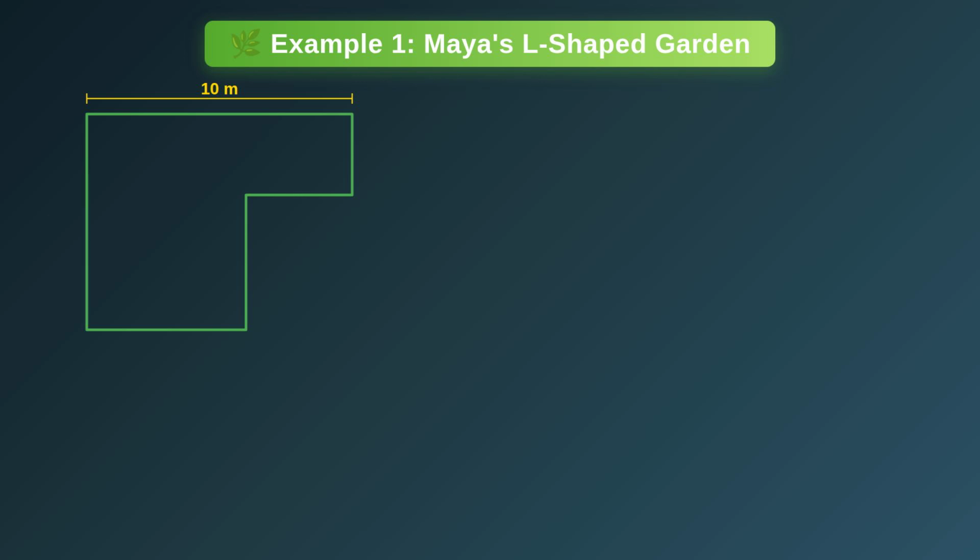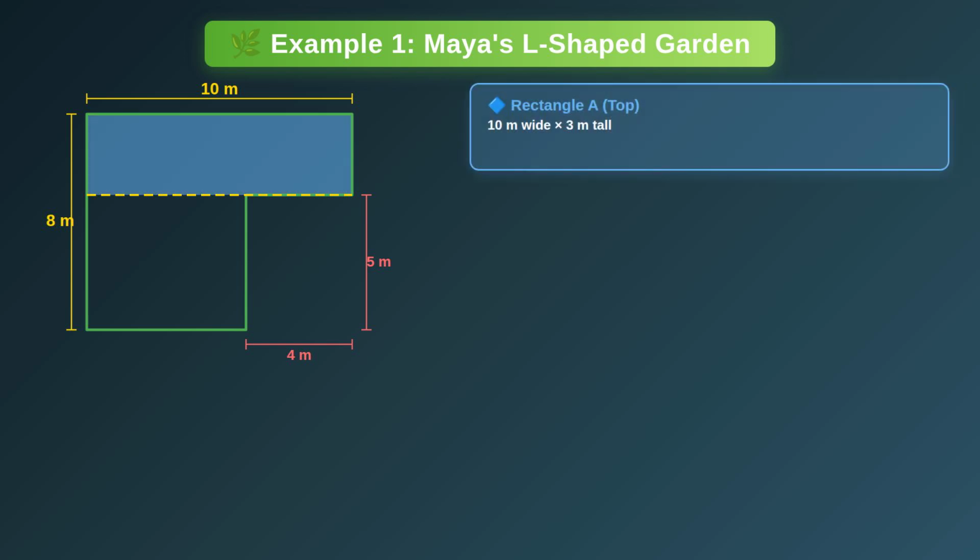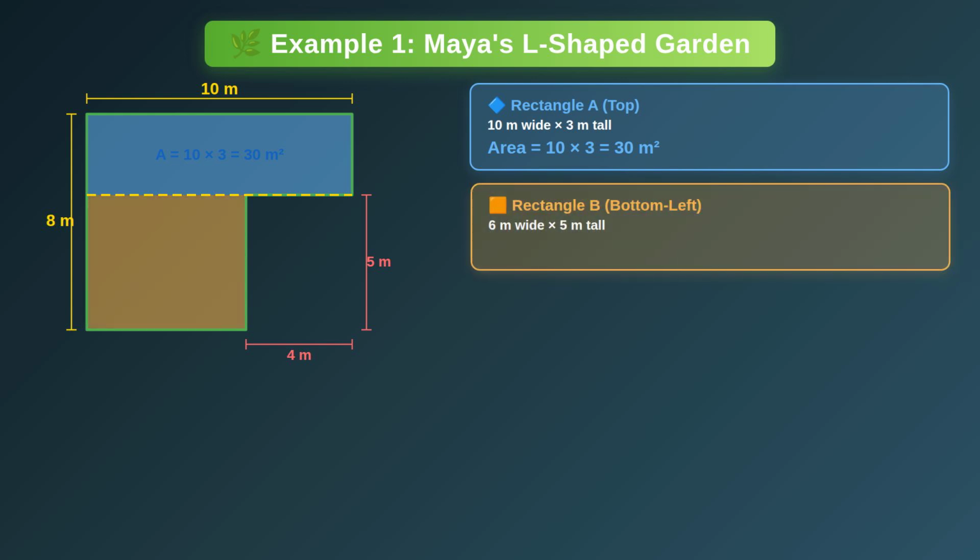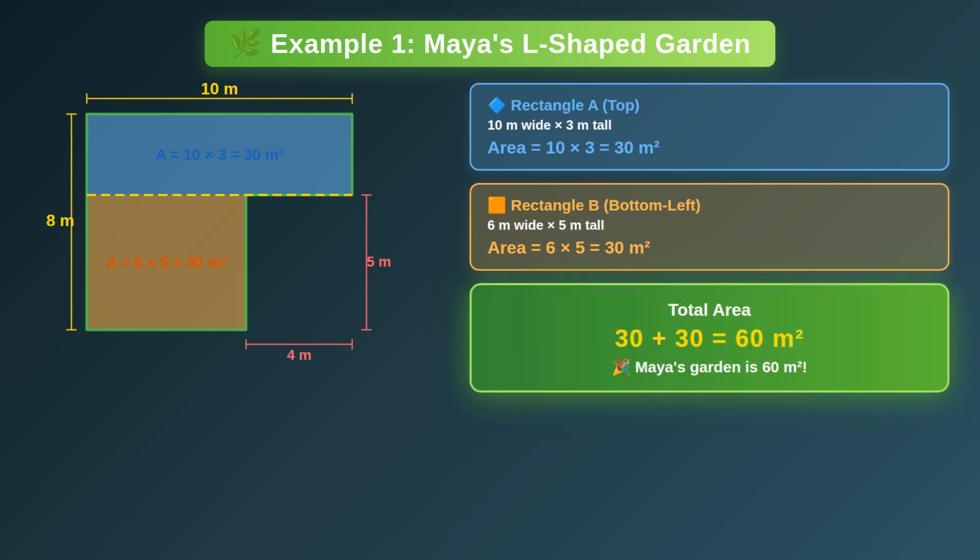Here's Maya's garden, a classic L shape. The full outline is 10 meters wide at the top, 8 meters tall on the left side. The bottom right chunk that's cut out is 4 meters wide and 5 meters tall. Let's split the L into 2 rectangles. Rectangle A is the top piece, 10 meters wide and 3 meters tall. Area equals 10 times 3, which is 30 square meters.